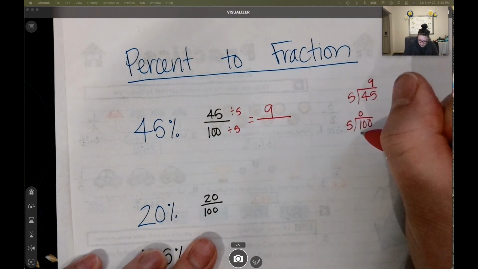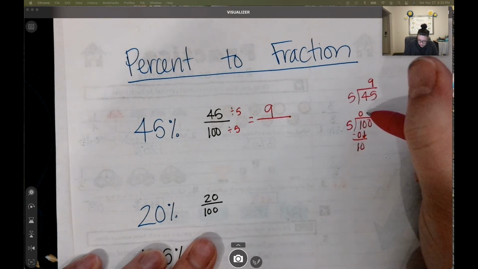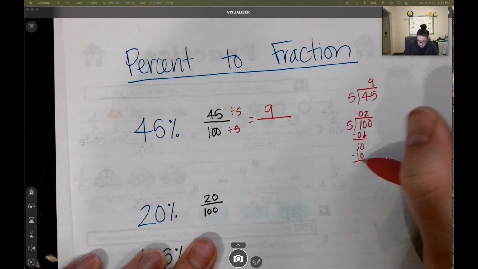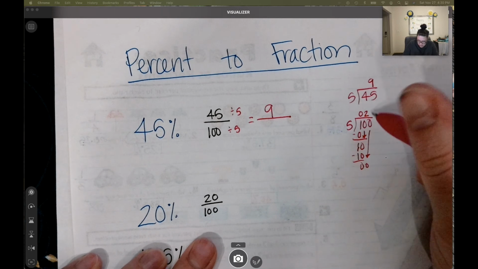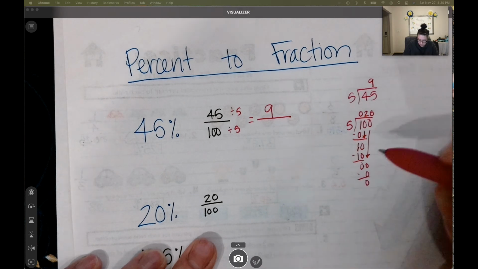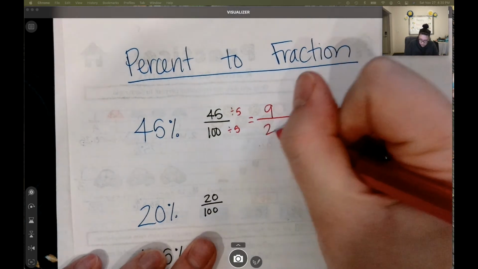5 doesn't go into 1. 5 into 10. Twice. 5 into 0. 0 times. So 100 divided by 5 is 20.